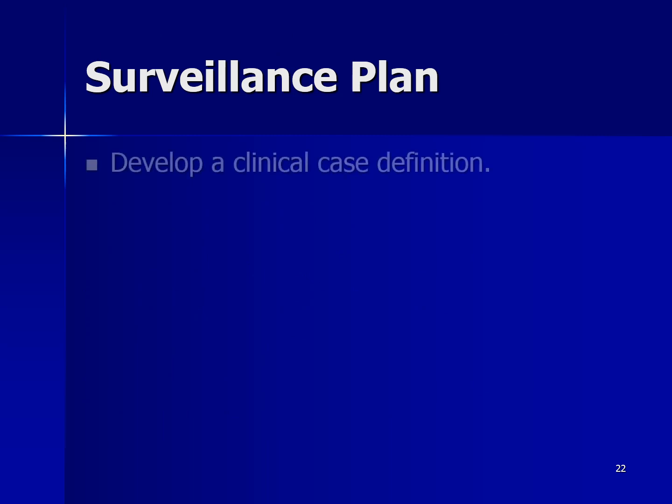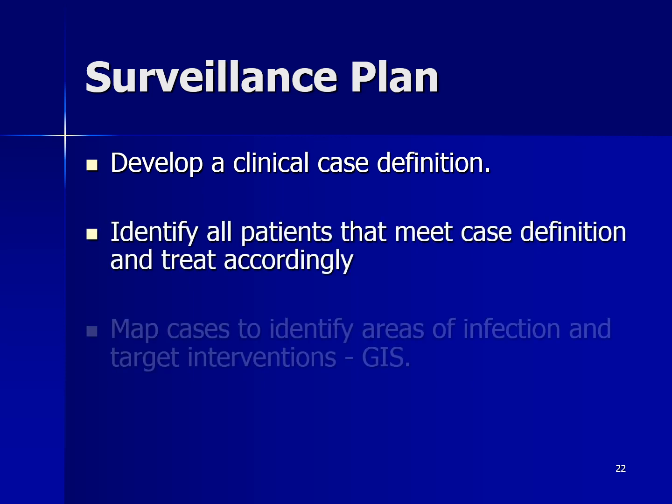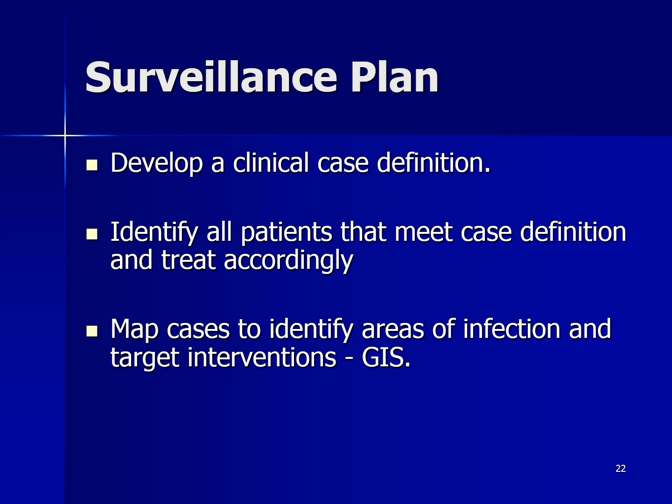Surveillance plan. We need to develop a clinical case definition. We have to have a very precise definition. For example, a young male, 22 years of age, with high grade fever and backache plus bleeding from the gums. It's an example. The absolute clinical case definition will be made by the medical officer or the medical personnel involved there. Identify all patients that meet the case definition and treat accordingly.